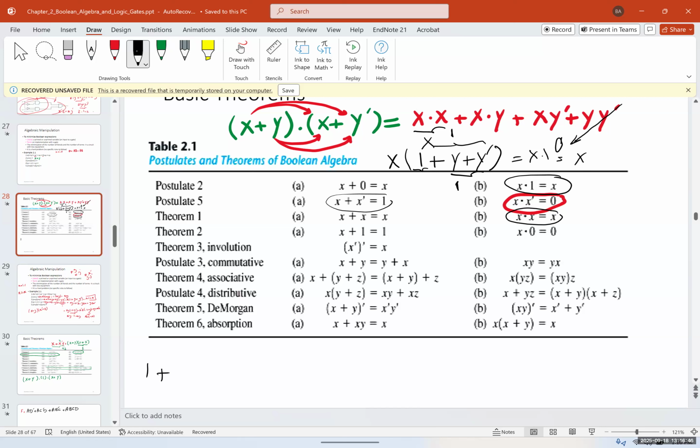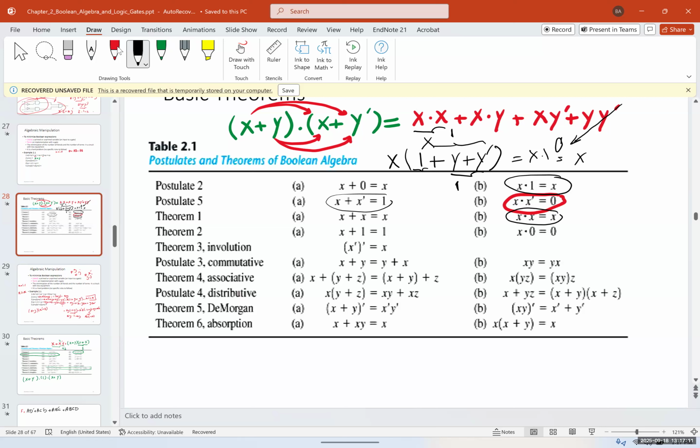So even if I had 1 plus x plus z, still this answer would be 1. It's like having, again, a 3-input OR gate, and one of the inputs is 1. The other ones I don't even know, and I don't even care, because I know the answer would always be what? 1. So this is one way to solve it.